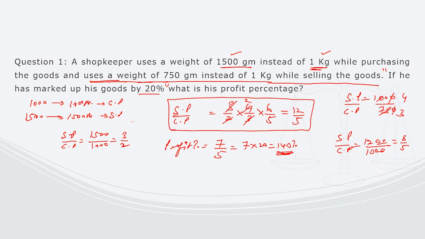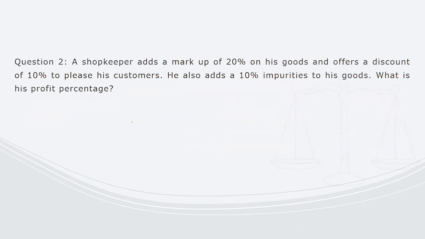So treat each of these statements individually, generate the selling price by cost price ratio, multiply all of them, and you'll get the ultimate selling price by cost price ratio. With the help of that, you can get down to the answers. Let's try question number 2. Take another minute's time.